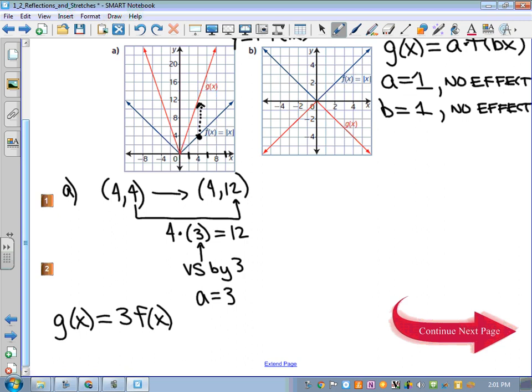Now, we know f of x. It's told to us in the question, so that means that we could give g of x as 3 times the absolute value of x. Okay, I'm going to do B in a second here.